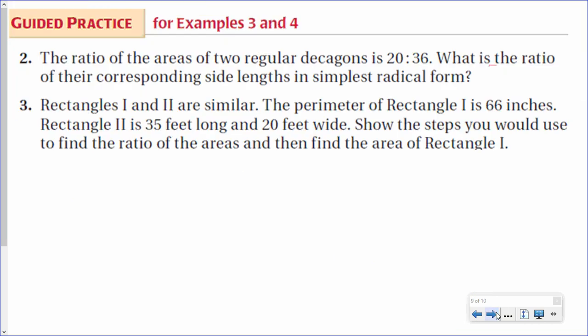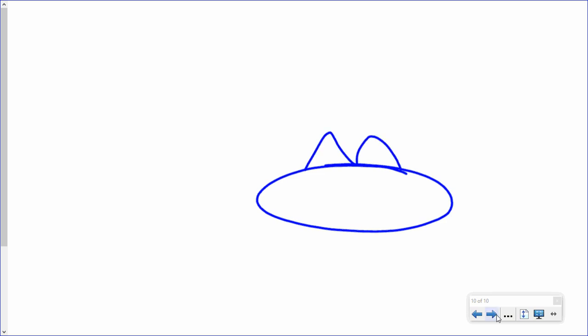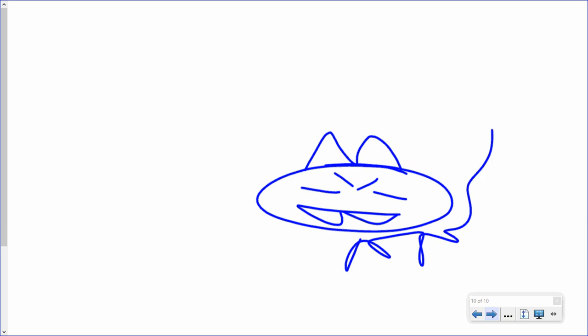Okay, there. And, yep, that's all we're doing for today. If you have questions, rewatch the video. Again, it goes sides, perimeter, area. Sides and perimeter are the same. Area, you square them. Set up your proportions, and you're good to go.